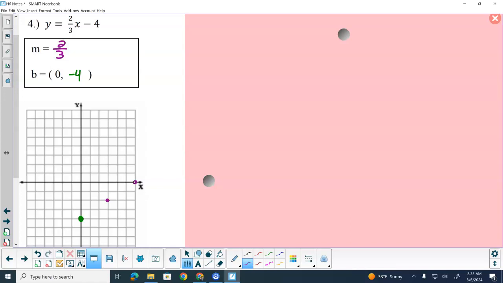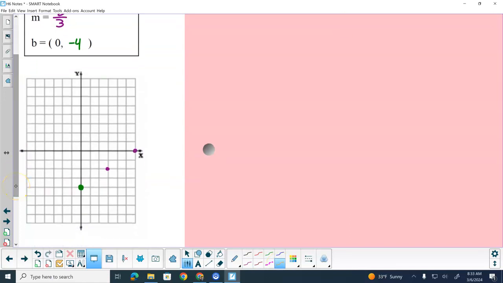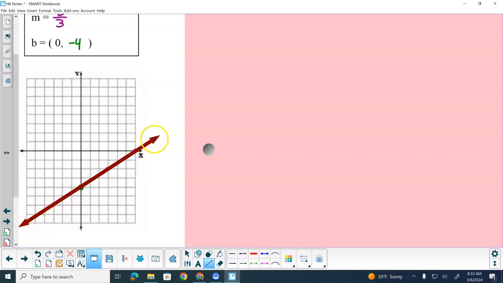Could do what? Down 2 and left 3. Down 2 and left 3 would be my other option. 1 and 2, 1, 2, and 3. I'm going to put a line through it all the way across. Where do the arrowheads of the line end up? Off of the graph. Okay?